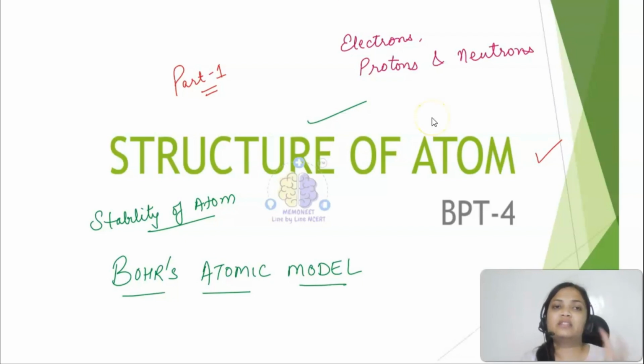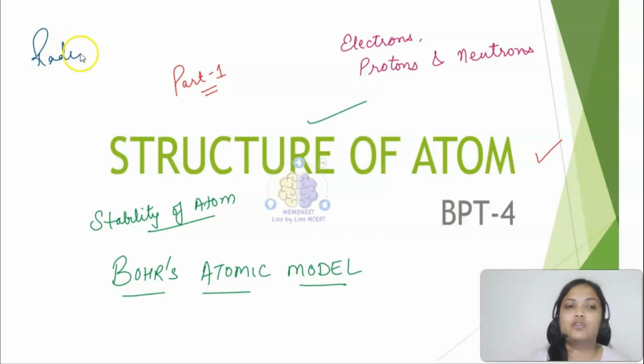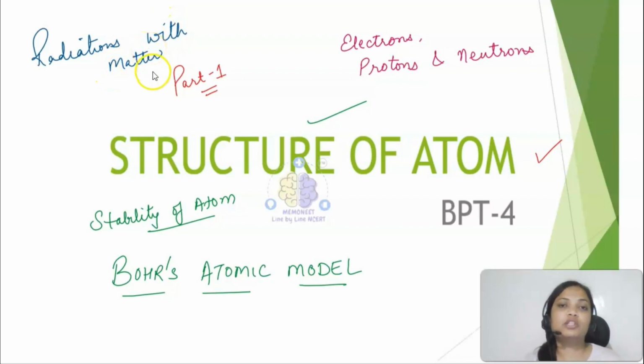Various researches and studies were carried out. The interaction of radiations with matter actually gave us a good idea about the structures of atoms and molecules. What Bohr did was use these results to build his own atomic model, and based on that he gave us this atomic model.